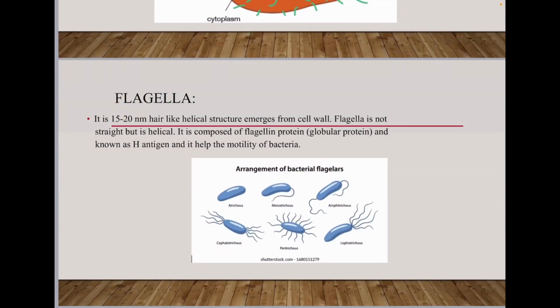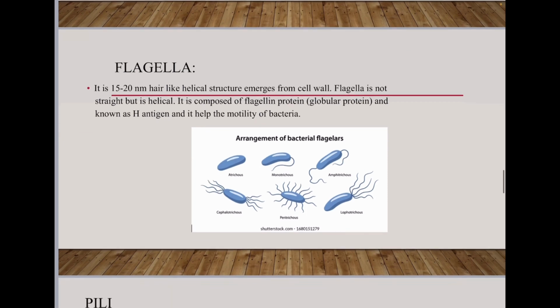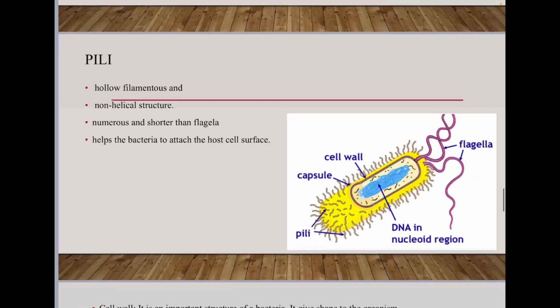The flagella is about 15 to 20 nanometer hair-like helical structure that emerges from the cell wall. Flagella is not straight, but it's helical, and it's composed of flagellin protein, known as H antigen, and it helps the motility of bacteria. Then we have the pili. They are hair-like filamentous and non-helical structures. They are numerous and shorter than flagella, and they help the bacteria to attach to other host cell surfaces.